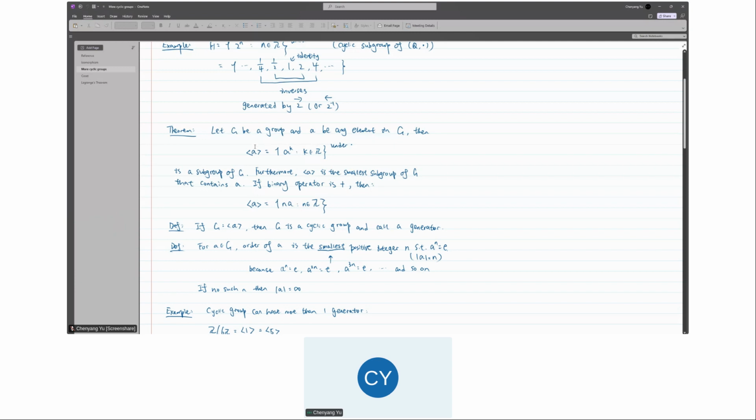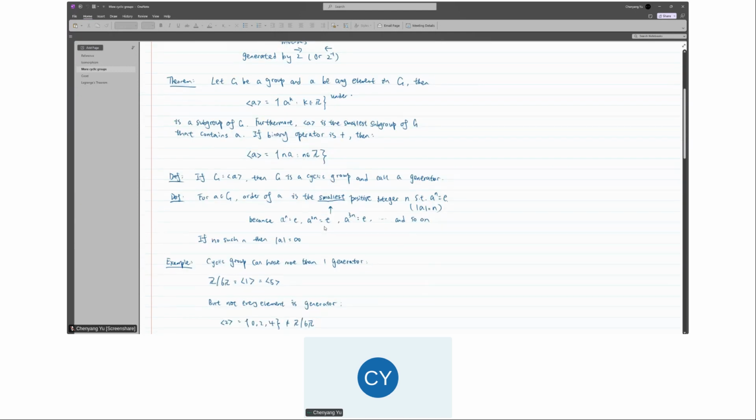Basically, this is just saying how to construct a cyclic subgroup from a normal group. So you can pick any element from it and then write down the powers. If the binary operator is plus, then you just say n times a instead of a to the k power.